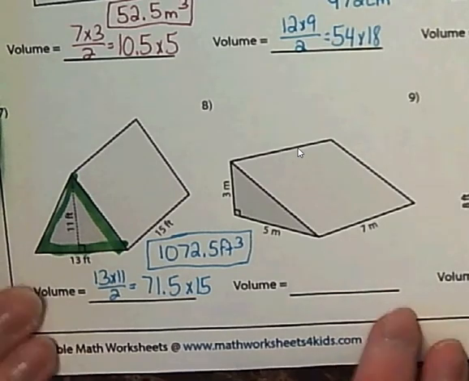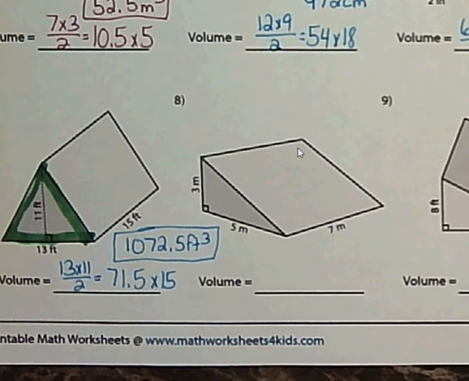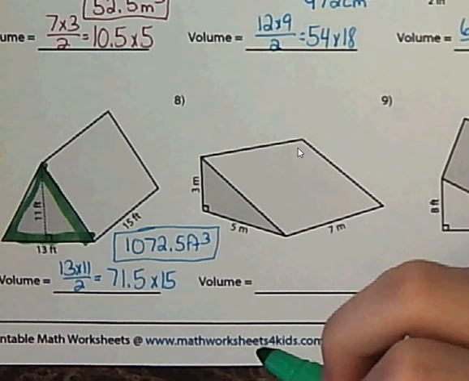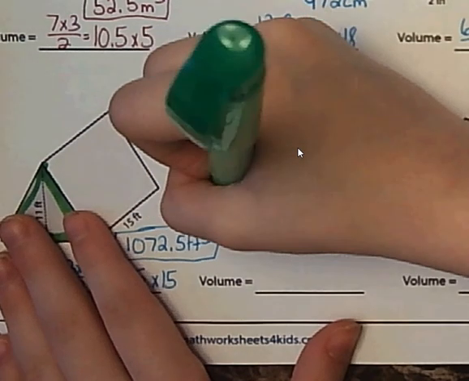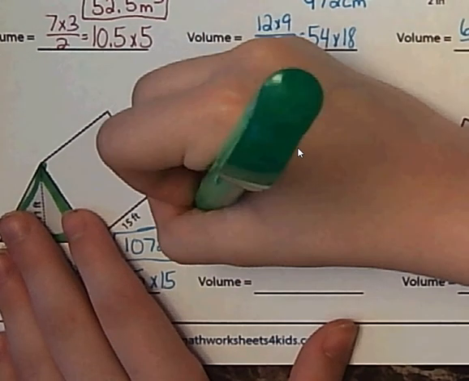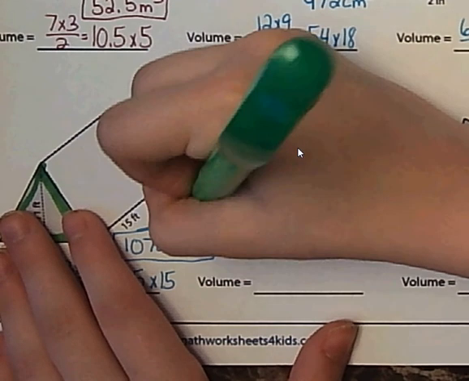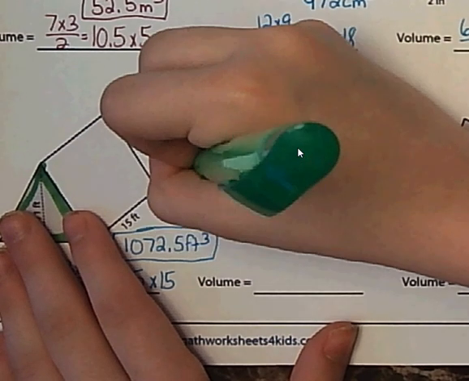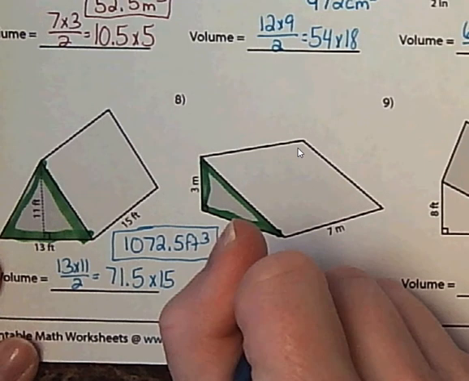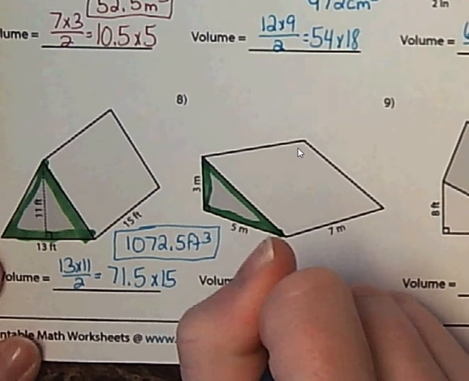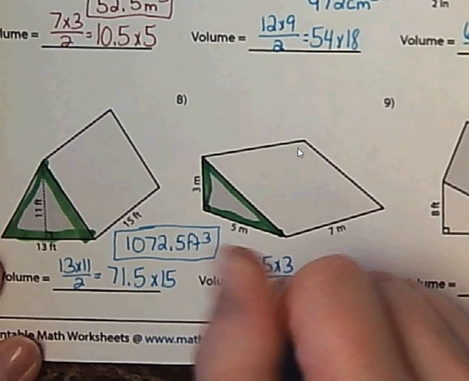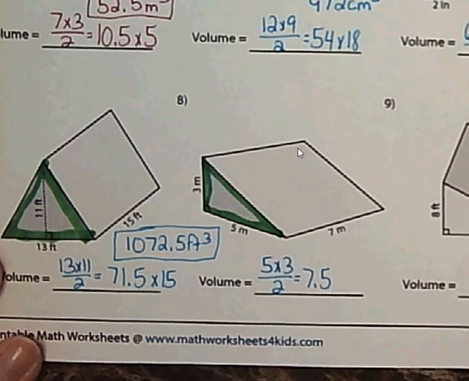Let's try number 8, finding the volume. Go ahead, Liana. Let's highlight the base once again. And once again, what's the base? What shape? Triangle. A triangle. There you go. So we could do 5 times 3 divided by 2, which in this case is 7.5.